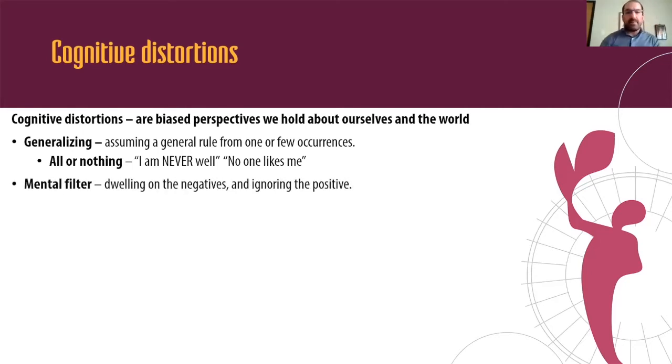Another example of a cognitive distortion is called a mental filter. What I mean by that is that we're filtering information, focusing on just some of the things that are occurring. Usually, it's when we are dwelling on the negative and completely ignoring anything else. And I'll give you an example.